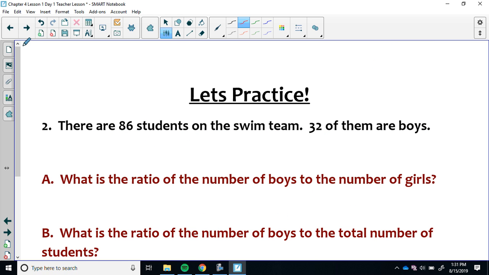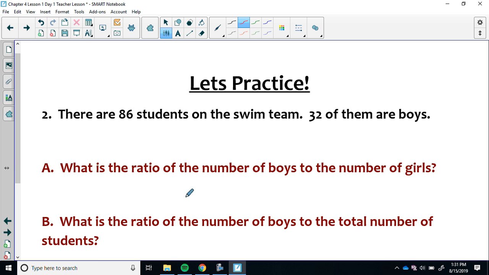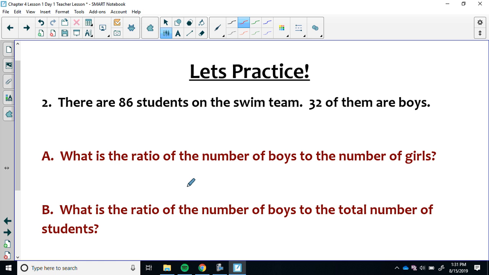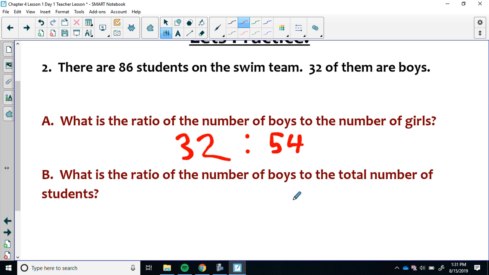There are 86 students on the swim team, 32 of them boys. What's the ratio of number of boys to the number of girls? So once again, we have boys of 32, girls, we're looking at 54. What is the ratio of number of boys to the total number of students? Once again, you're looking at boys to total number of students. That's going to be 32 to 86.